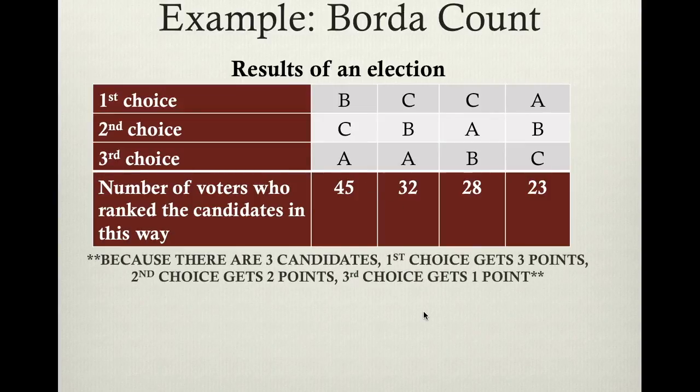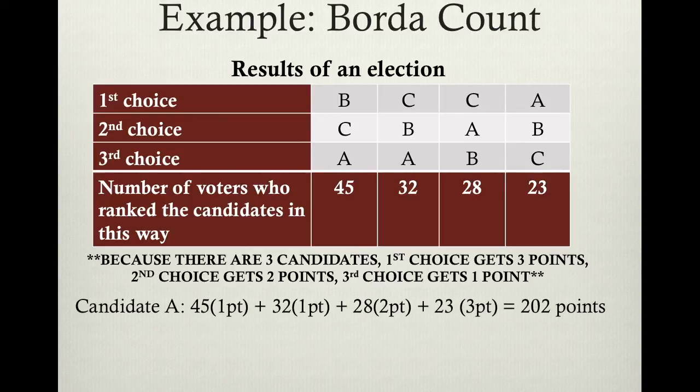So now let's talk about points. Because there are 3 candidates, first choice gets 3 points. Second choice gets 2 points. Third choice gets 1 point. Let's focus on candidate A first.